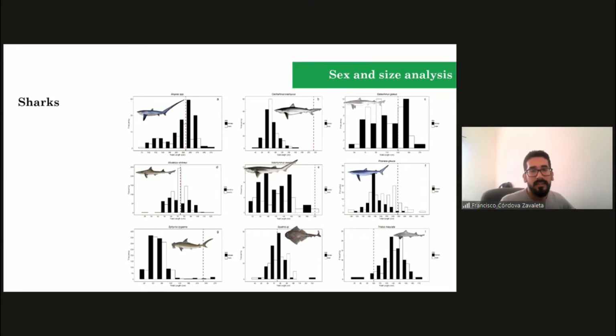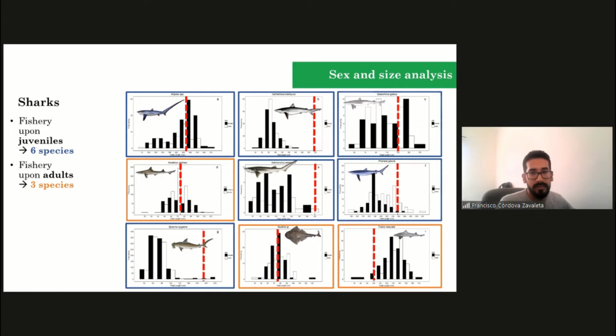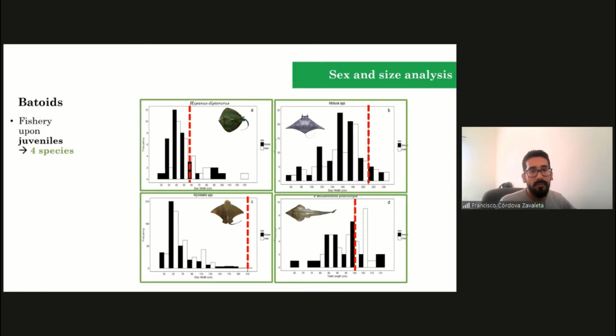About the sex and size analysis, here's the histogram of the most important sharks captured. And if we consider the first size at maturity, we can see that 6 species are captured when they are juveniles and only 3 when they are adults. In the case of batoids, if we also consider the first size at maturity, all the species are captured when they are juveniles. So this is something important to take care of if we want this activity to be sustainable in the following years.